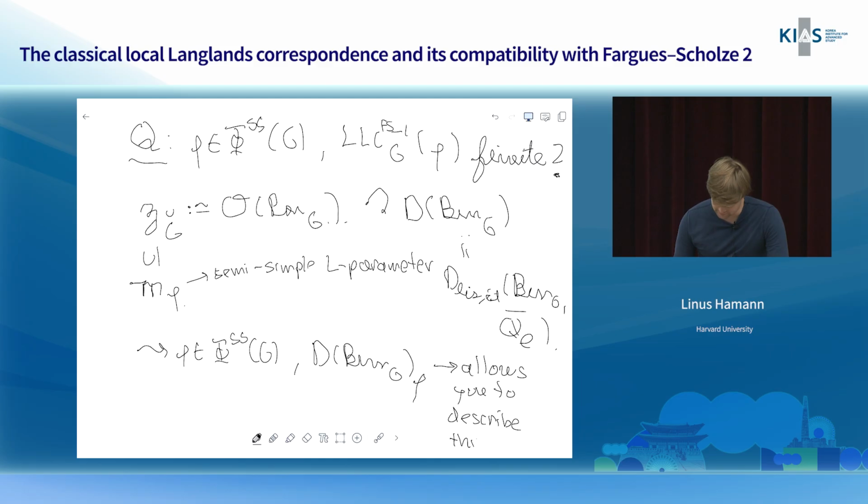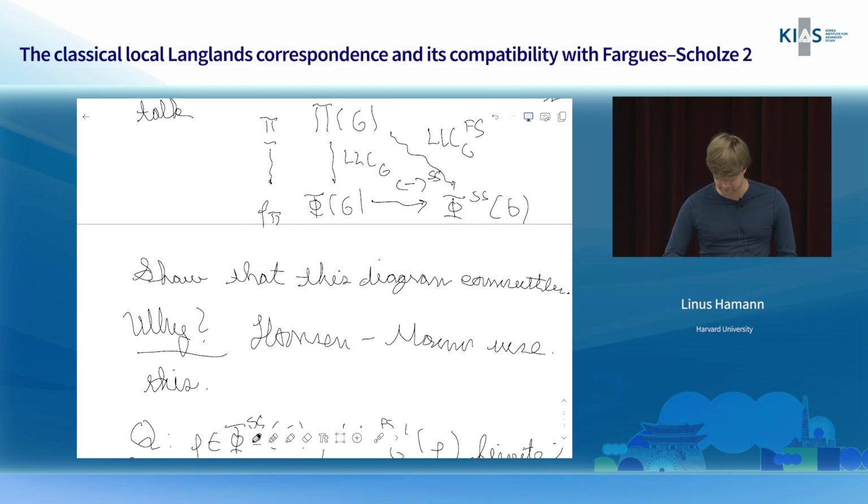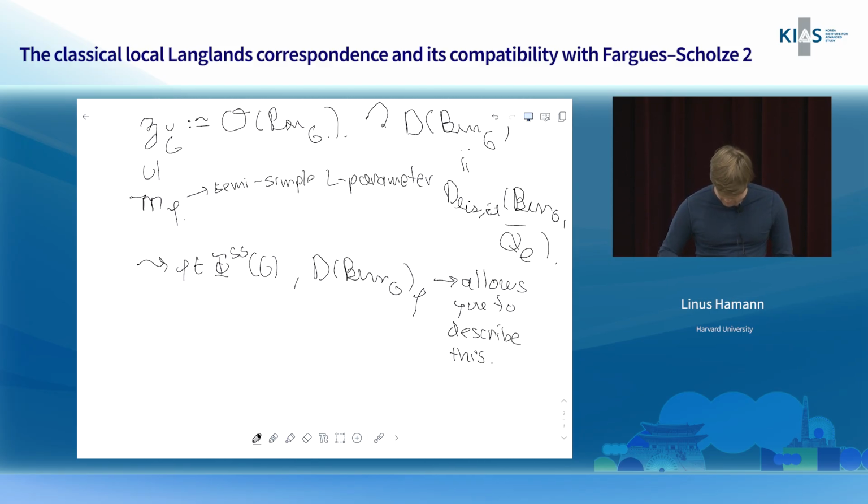What this localization is effectively doing is, this category is built out of smooth representations of these various G-b's and so on, and it's basically fixing the Fargues-Scholze parameter of the representations appearing in there to be equal to phi. And so if you have some good control over the Fargues-Scholze correspondence, then you know exactly which representations can appear. So at a very basic level, this is why you would want to understand this.